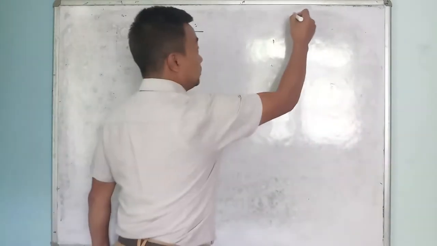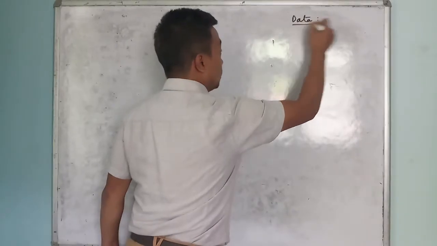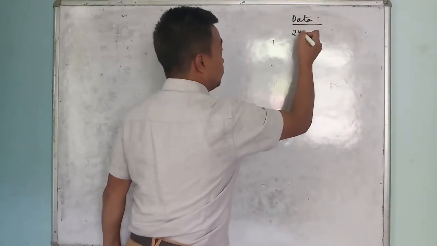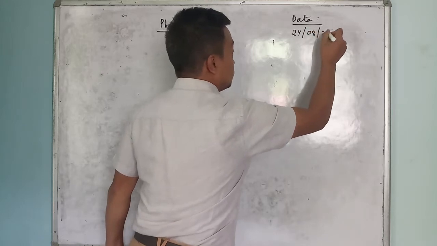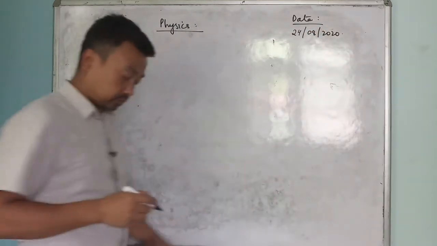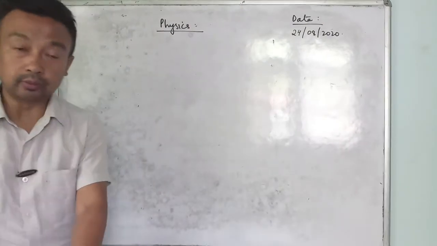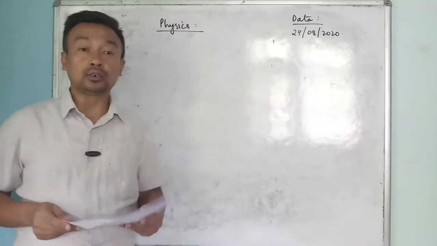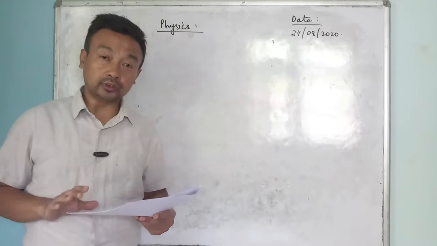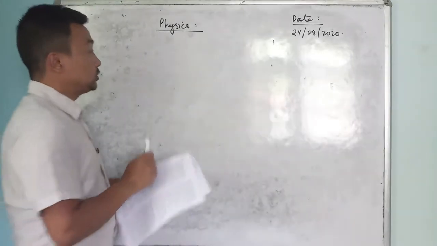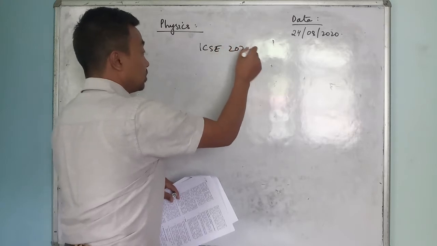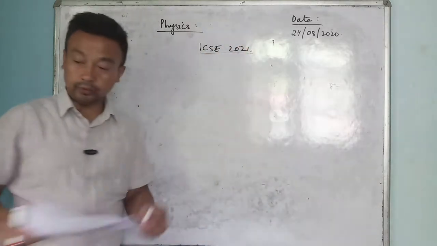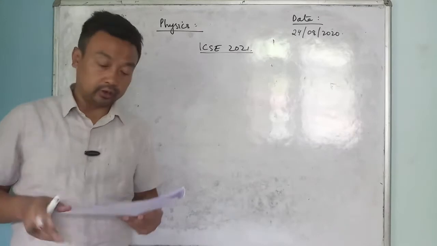And today's date is 24 8 2020. Let me just give you a brief outline of what is there in the new syllabus for your ICSE 2021. This chapter is chapter number 8 in your textbook.